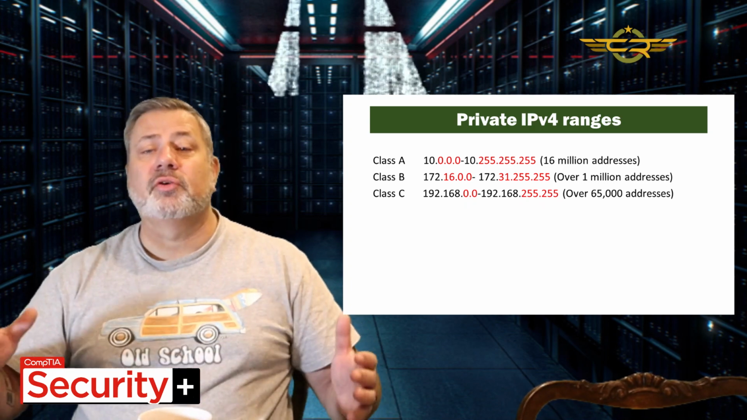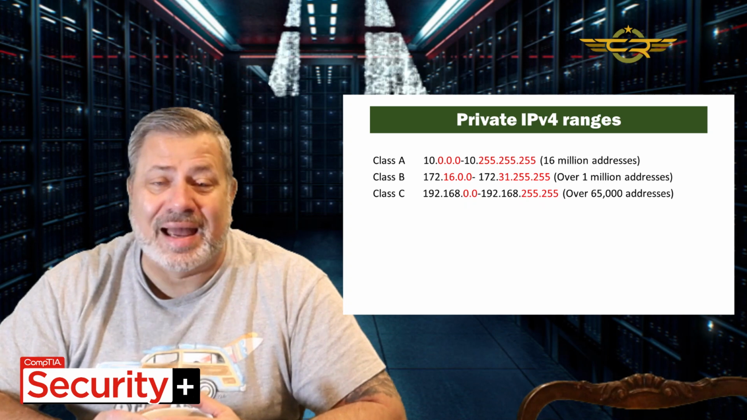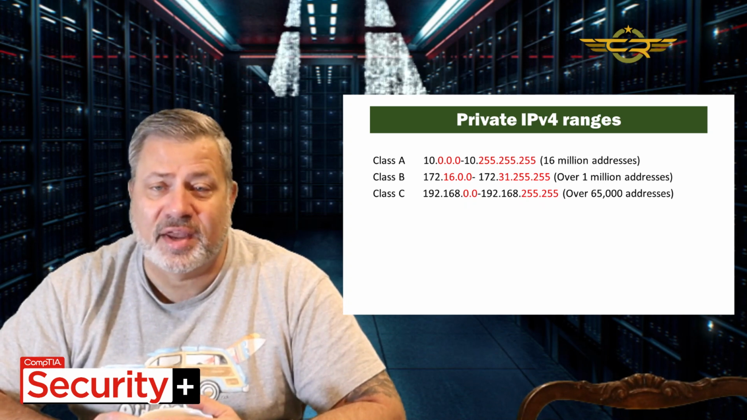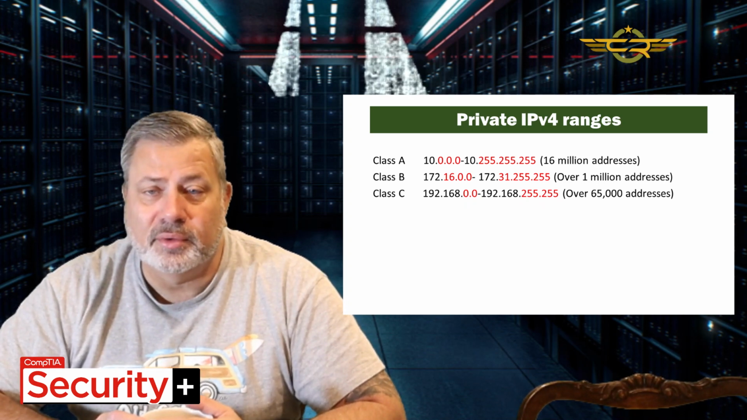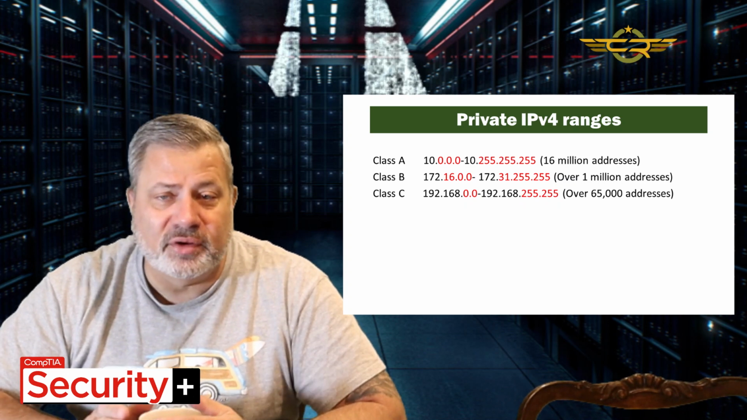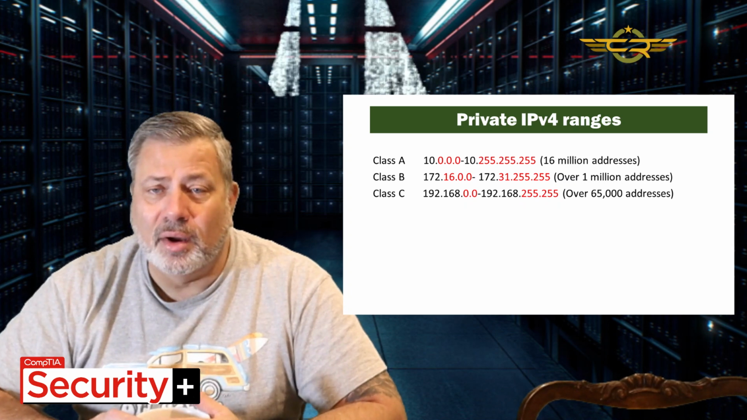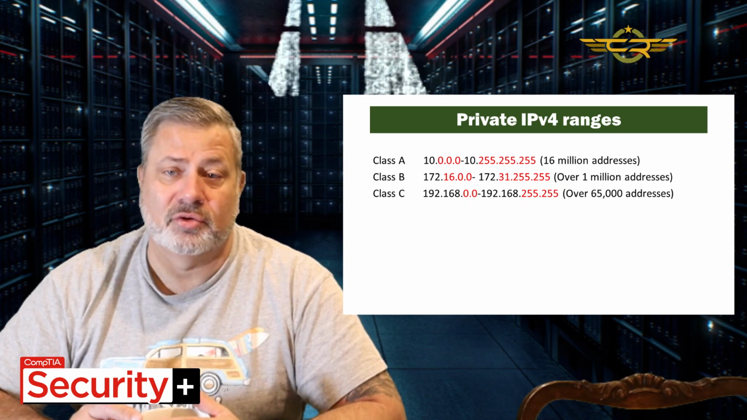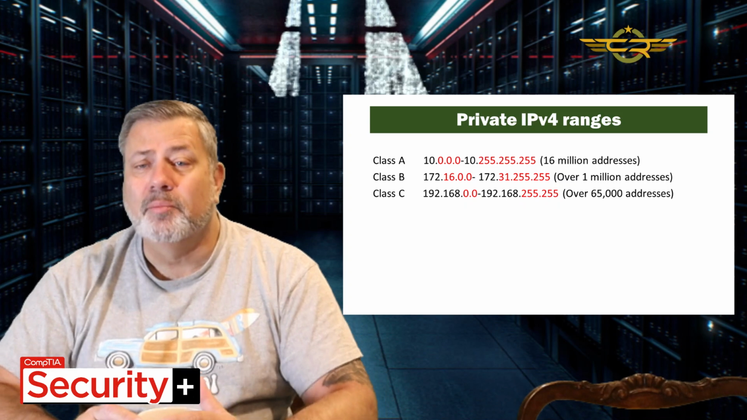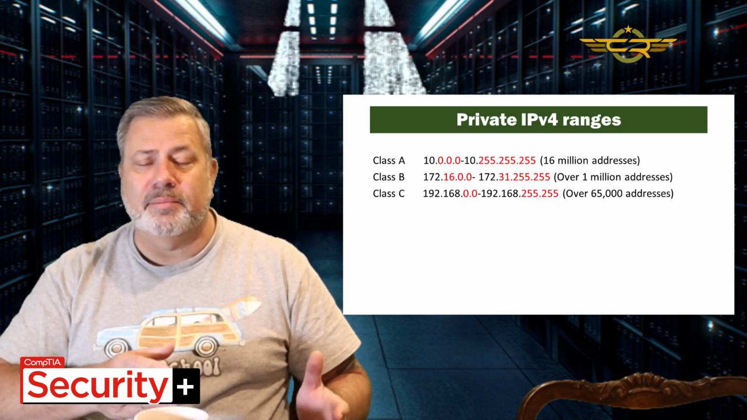And then if we're a large organization, we can use a Class A address space, which is 10.0.0.0 to 10.255.255.255. And again, if you do the math on that, over 16 million addresses are available in that. So we have plenty of space for private IP addressing.